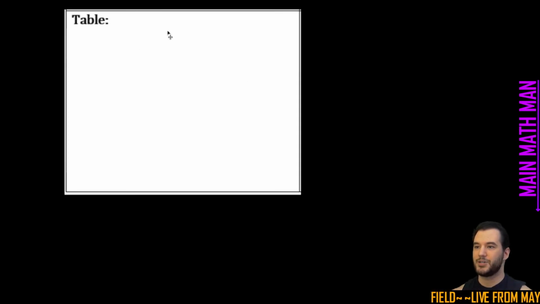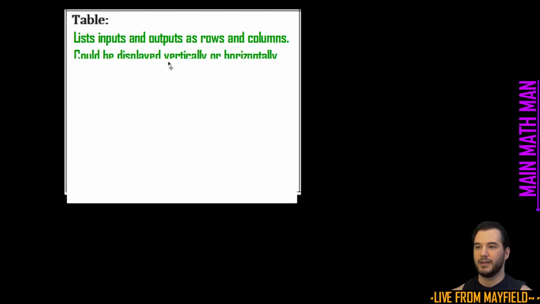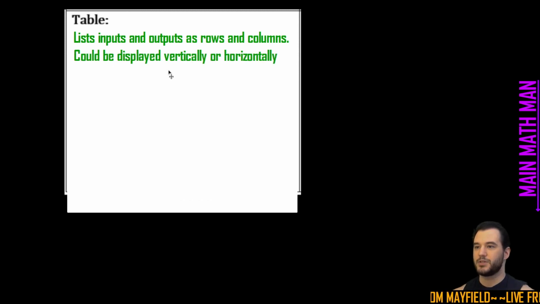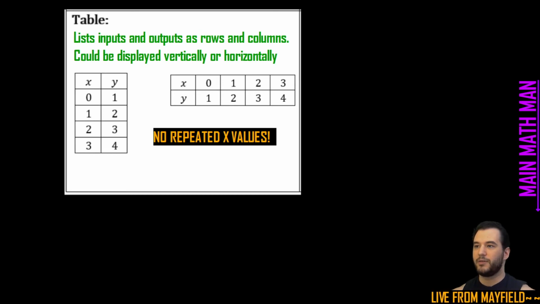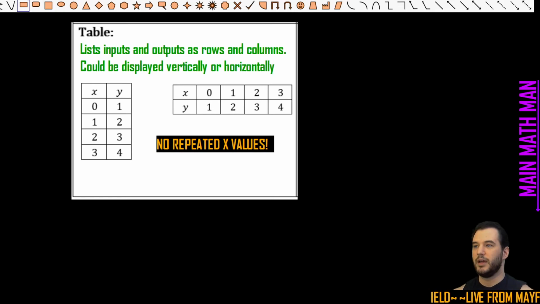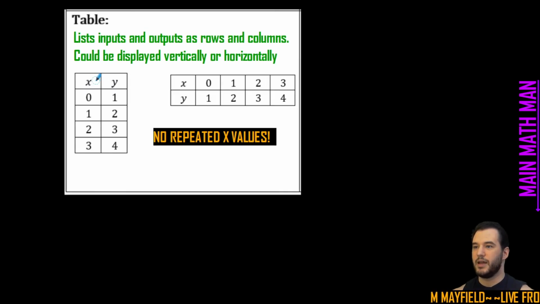Another form, just like before, that we could have is a list of inputs and outputs, still displayed like normal. However, this time you're noticing that there are no repeated x values. So when you're looking at those x values, you're saying, well, is there anything that is repeated? You'd say no. And then if it's displayed horizontally, it's still the same values, however, they are not repeated.